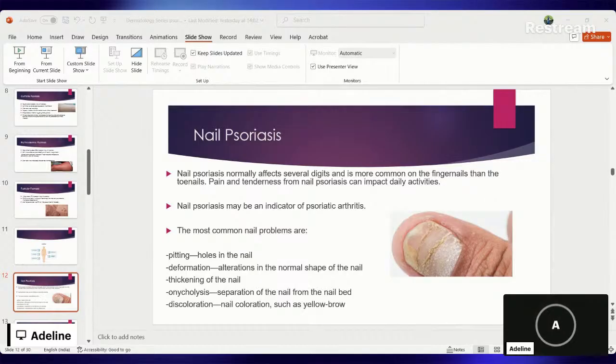Psoriatic arthritis. Like we said, if there is any nail psoriasis, it's a predisposing factor to psoriatic arthritis. And 30% of people with psoriasis can have psoriatic arthritis. It is a chronic inflammatory disease of the joints and of the places where tendons and ligaments connect to the bone.